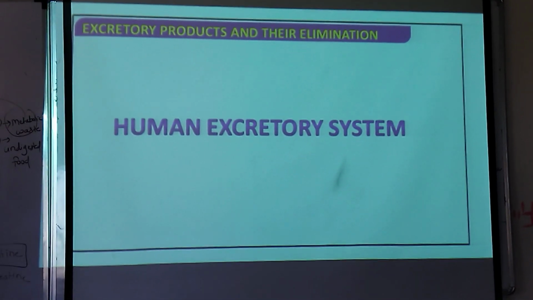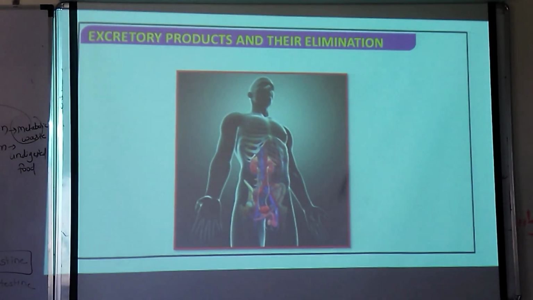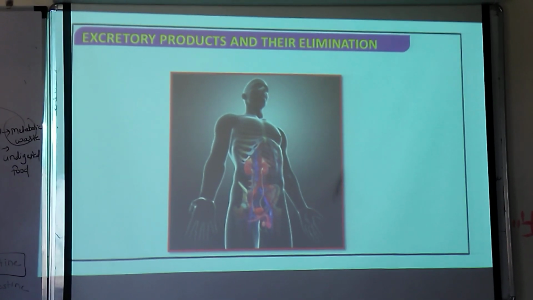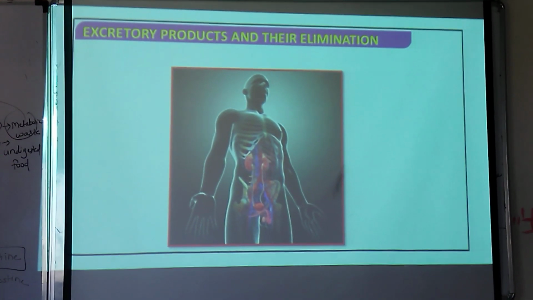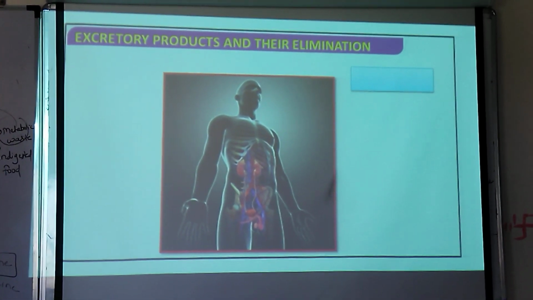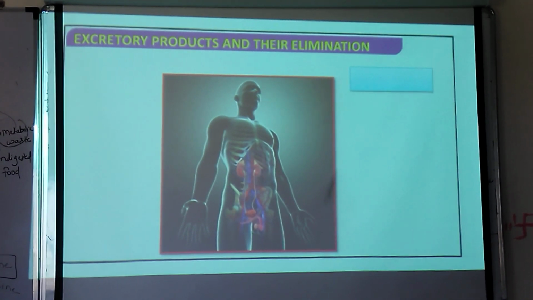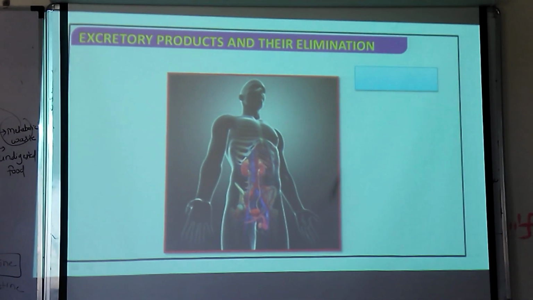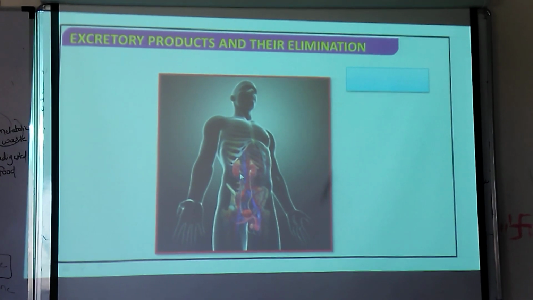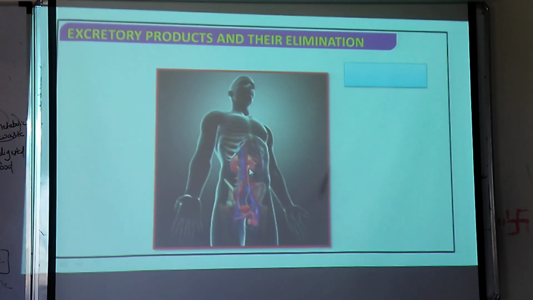Human excretory system. As we see about that, how the urea is formed from the ornithine cycle in the liver. Now see, the urea is formed in your where? In your liver. That liver urea will carry towards where? Carry towards your kidney through the what? Through the hepatic portal vein.